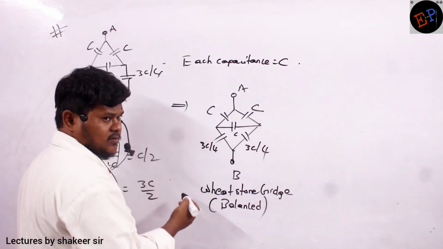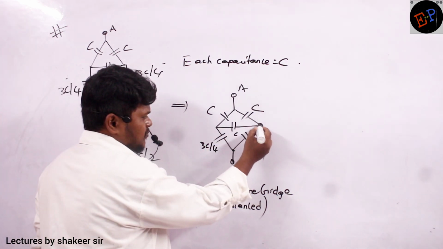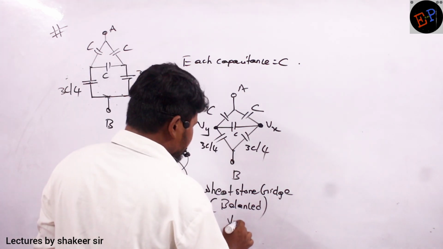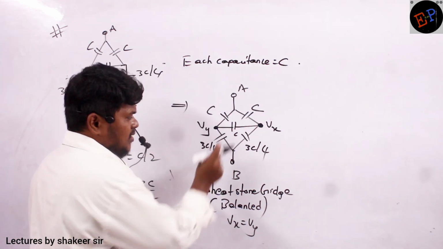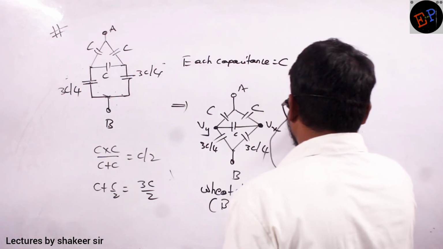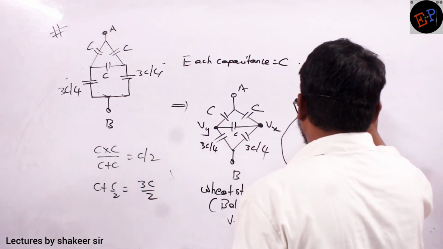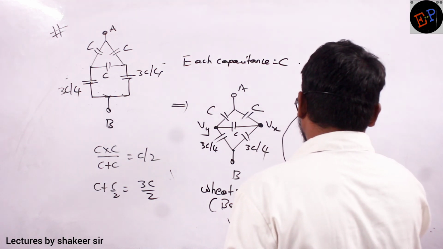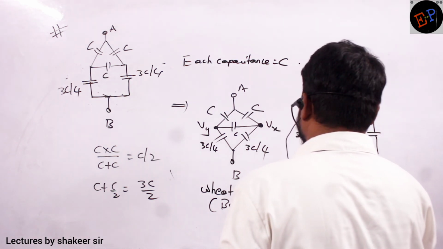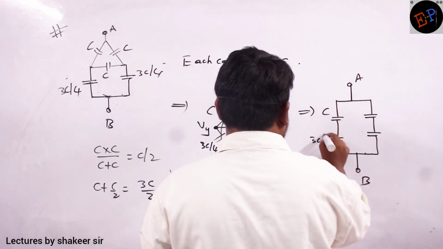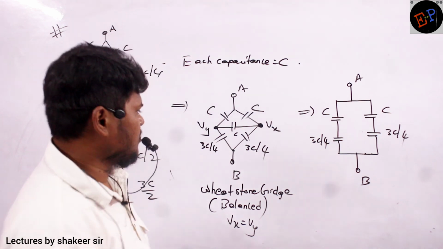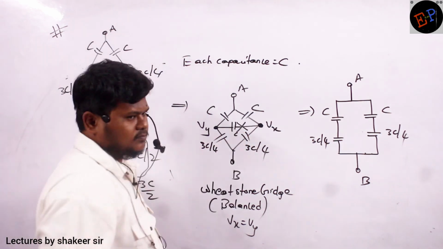I can remove this capacitor, no? So if this potential is Vx and if this potential is Vy, definitely I can say Vx must be equal to Vy. It means a charge doesn't enter into capacitor C. Therefore, how can I draw the equivalent circuit? This is point A. So these are two capacitors. Okay? And here also I have two capacitors. This is terminal B. So this is C, this is 3C by 4. This is also C, this is also 3C by 4. So what I have done, I have removed this capacitor.